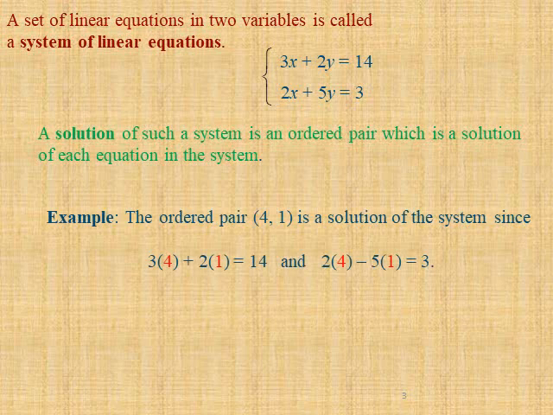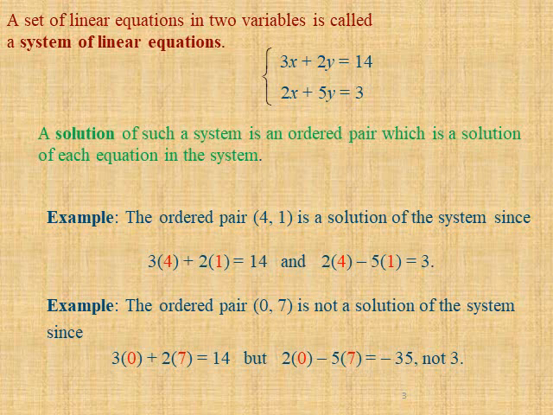If I say (4, 1) is a solution for this system, that means (4, 1) satisfies the first equation and the second one. Let's see: 3 times 4 plus 2 times 1, putting x equal 4 and y equal 1. The answer will be 14. That makes the first one true, right? Then 2 times 4 plus 5 times 1 equal 3. That makes the second one also true, right? So I can say that (4, 1) is a solution for the system.